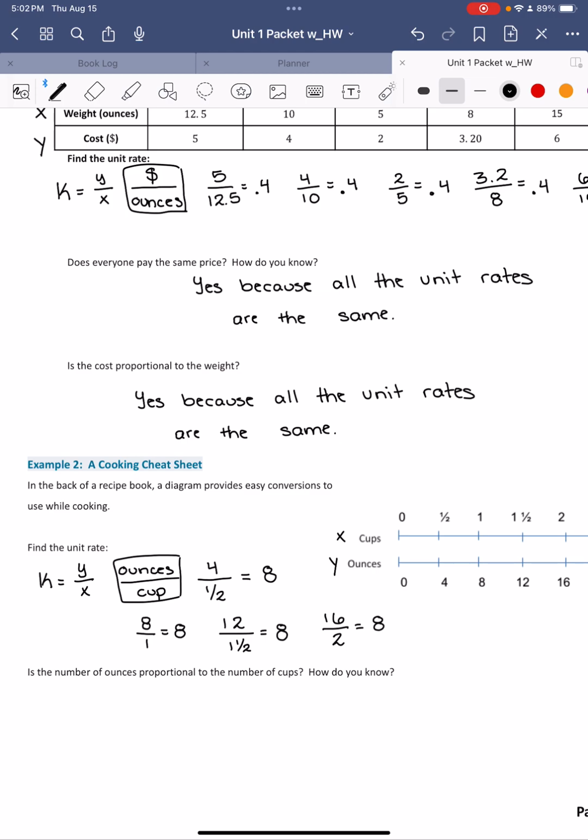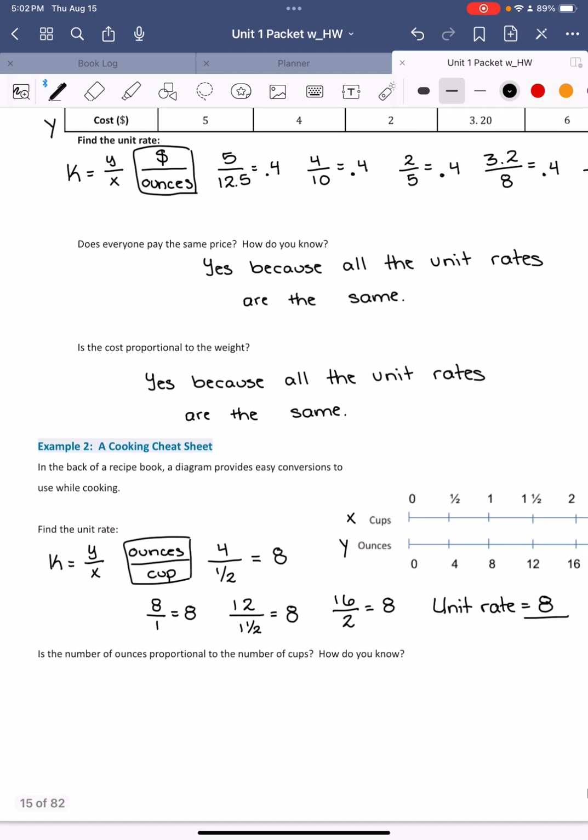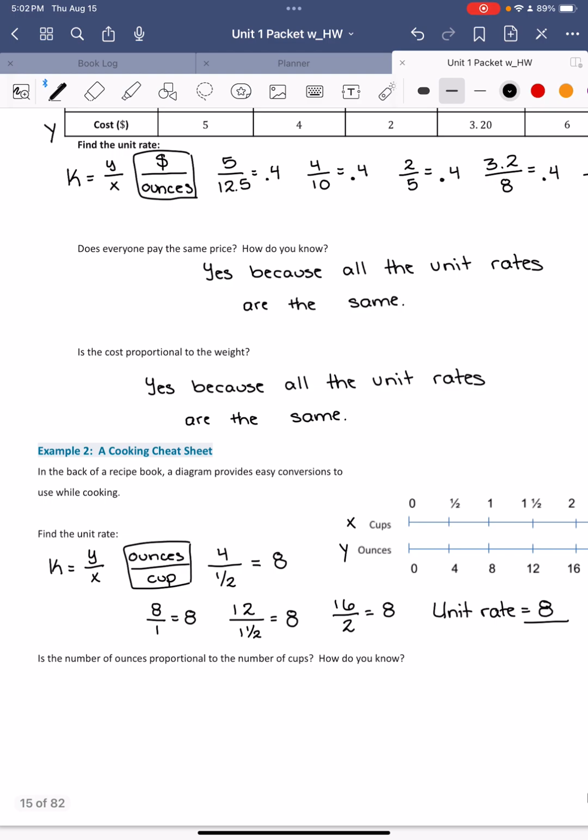So that means that my unit rate is 8. If they were not all the same, there would not be a unit rate. You would just say no unit rate, okay?